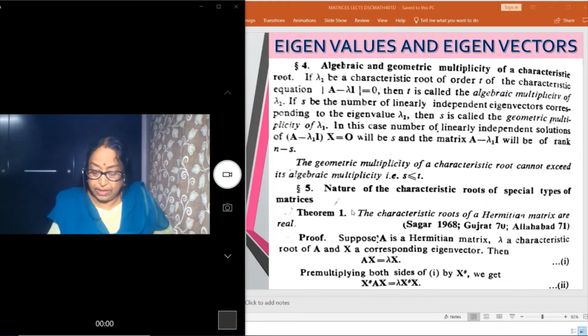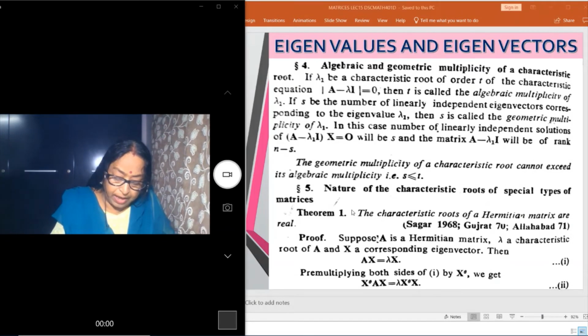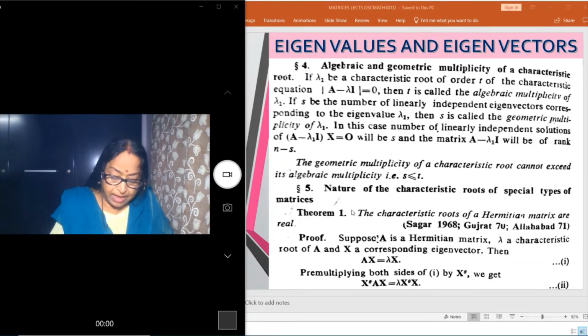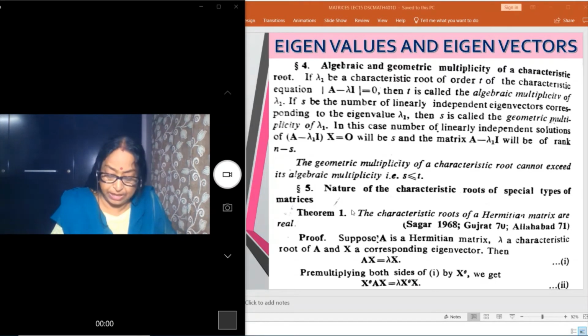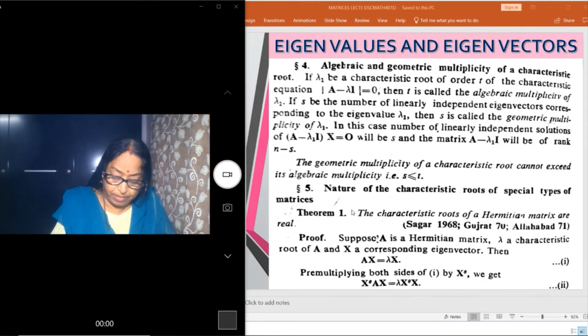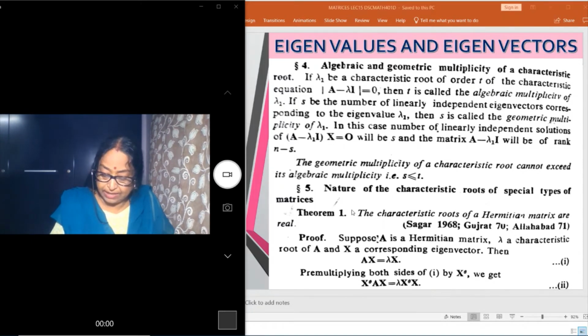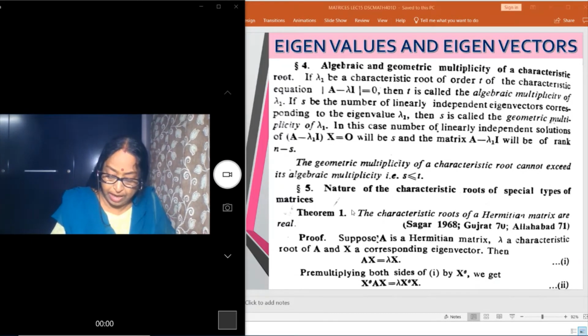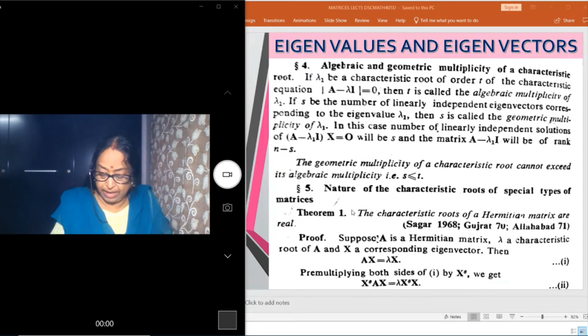Now, a theorem. The characteristic roots of a Hermitian matrix are real. Let A be a Hermitian matrix, lambda be a characteristic root of A, and x be the corresponding eigenvector. Then Ax = lambda x.